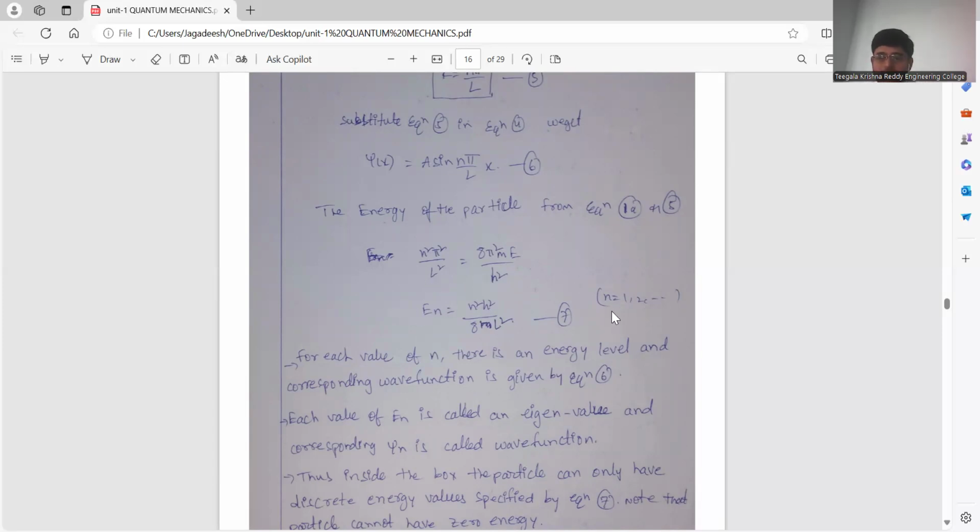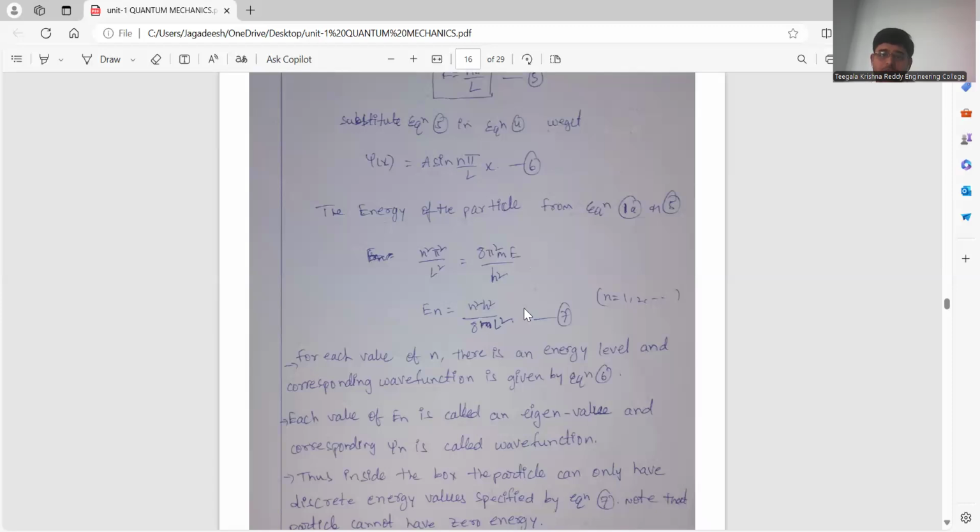Here the integer n equals 1, 2, 3, and so on. For each value of n, there is an energy level. Remember, the equation of the energy level is En equal to n²h²/8mL². Suppose we substitute the integer values n equal to 1, 2, 3, and so on. For n equal to 1, the energy level is h²/8mL². Suppose n equal to 2, that is 4h²/8mL².